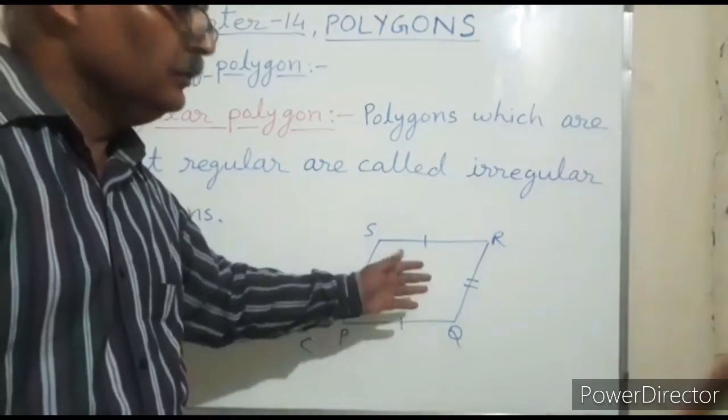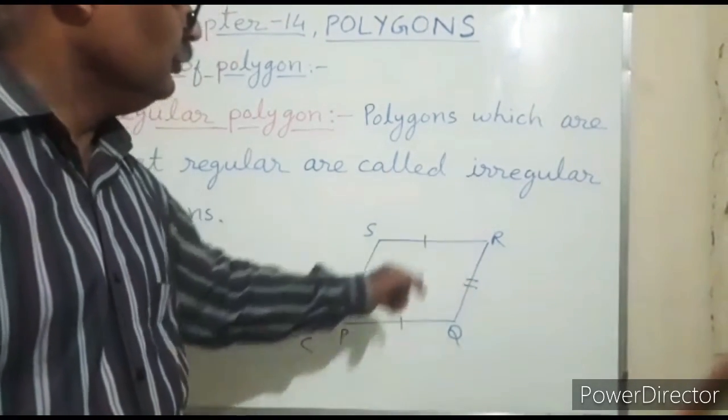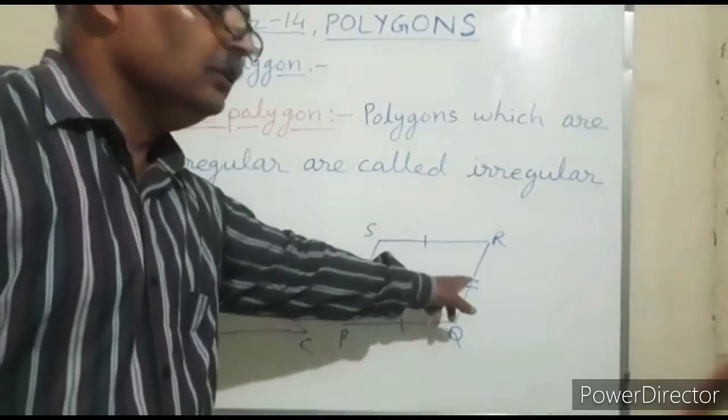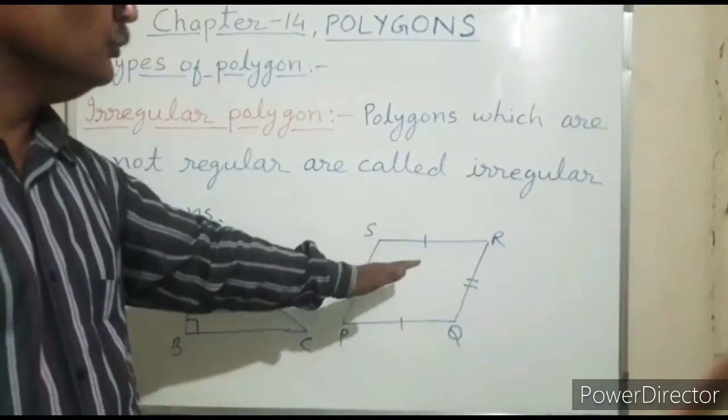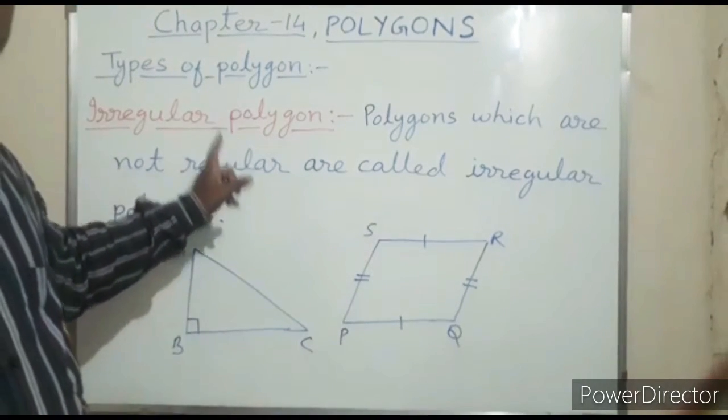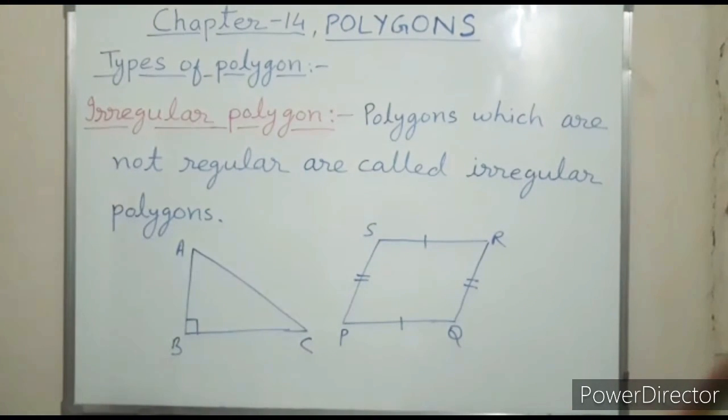In the same way, there is a parallelogram. You can see opposite sides are equal, but all the four sides are not equal together, so it is also an irregular polygon.